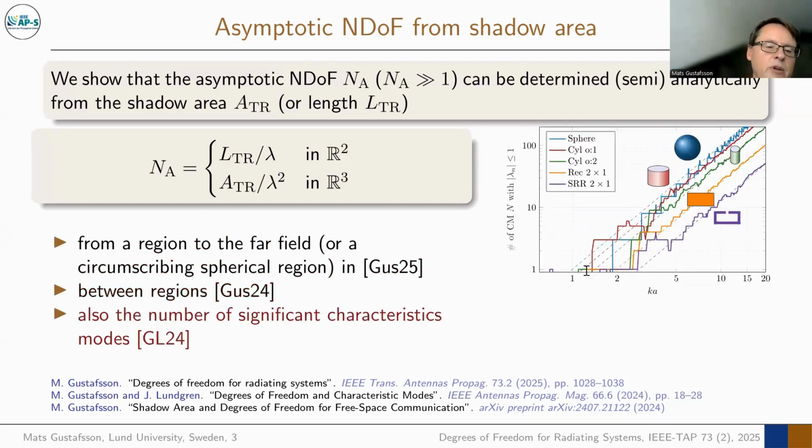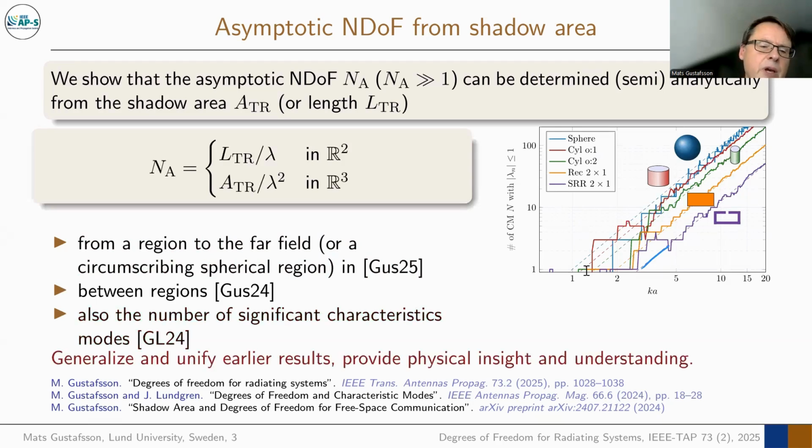If we look at the number of significant characteristic modes, you can calculate characteristic modes, but you can also calculate the shadow area. You get these dashed lines. And you can see that it actually represents approximately how many significant characteristic modes we have. So what we've done in the paper is really to generalize and unify many other results. It provides physical insights to this very fundamental problem and gives us understanding. And you can read much more about it in these papers that we have down here. So with that, I thank you for your attention.